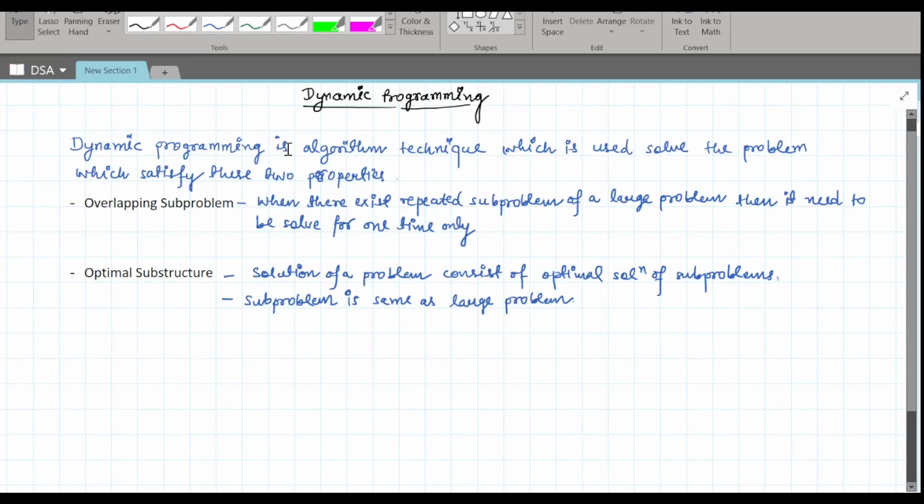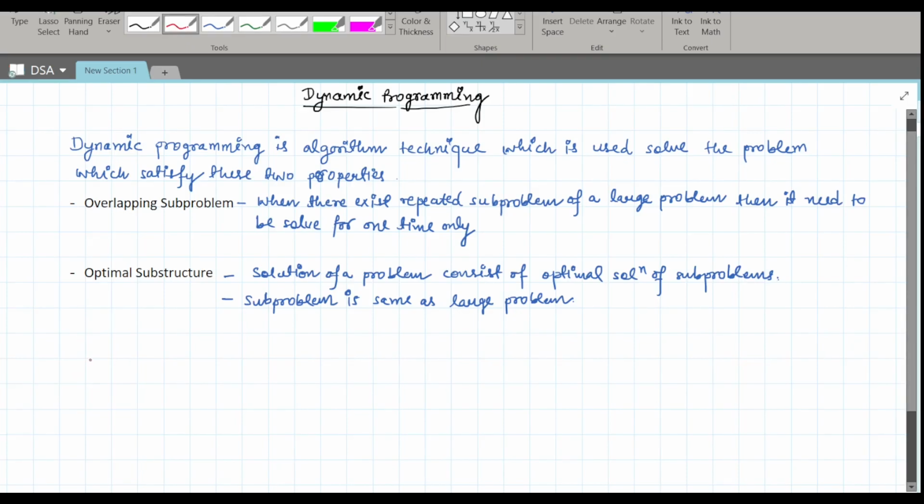And so in this video we will talk about dynamic programming. Dynamic programming is an algorithm technique which is used to solve problems which satisfy two properties. We will discuss these two properties, overlapping subproblem and optimal substructure, one by one. But first let me give you an idea of what we do in dynamic programming.